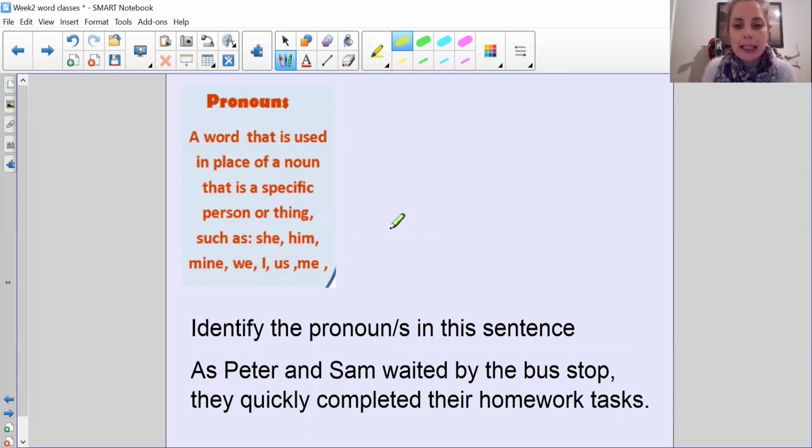So have a look at the sentence and see if you can identify the pronoun in this sentence. Pause the video if you need a bit of time and read the sentence. Okay, so it says, as Peter and Sam waited by the bus stop, they quickly completed their homework task. So instead of saying, as Peter and Sam waited by the bus stop, Peter and Sam quickly completed their homework task, we would replace it with the pronoun they.